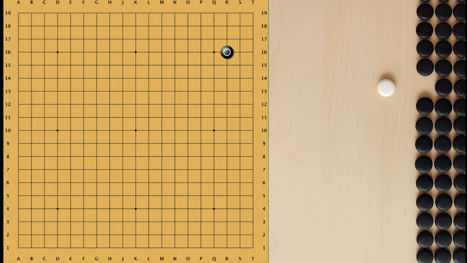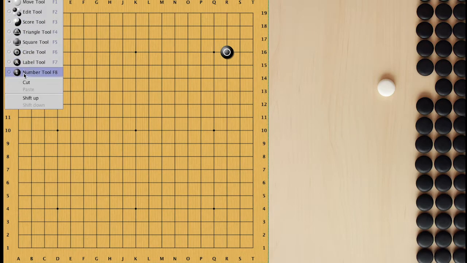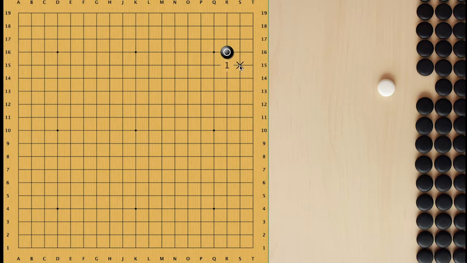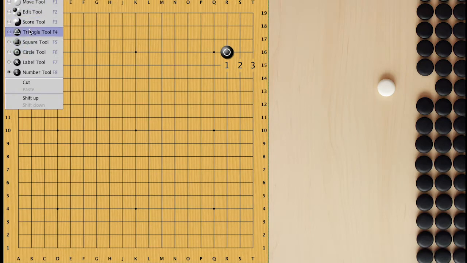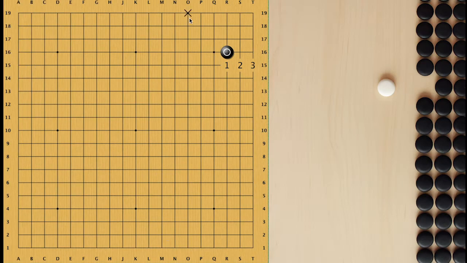So the 3-4 stone is on the third line on one side, and it's on the fourth line on another side. So the top side is called its open side because there's 4 lines under the stone, whereas it's closed on the right side where there are only 3 lines.